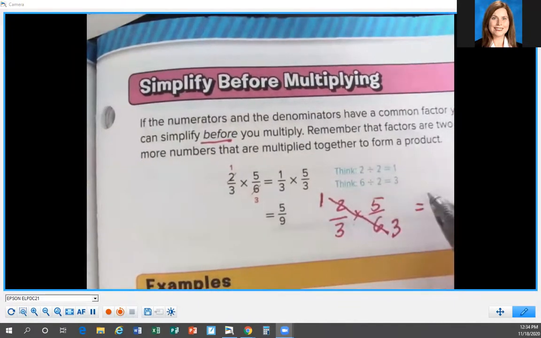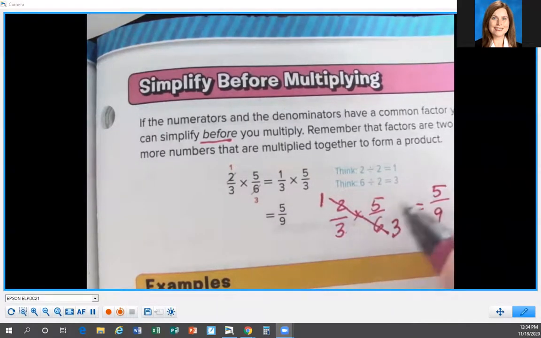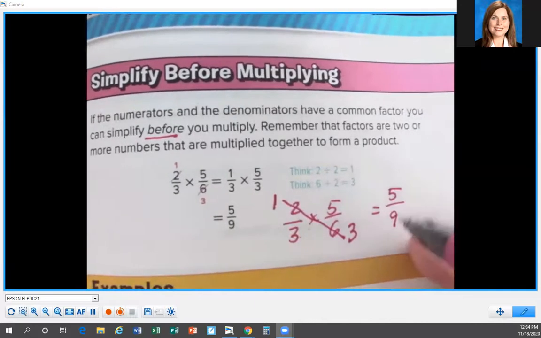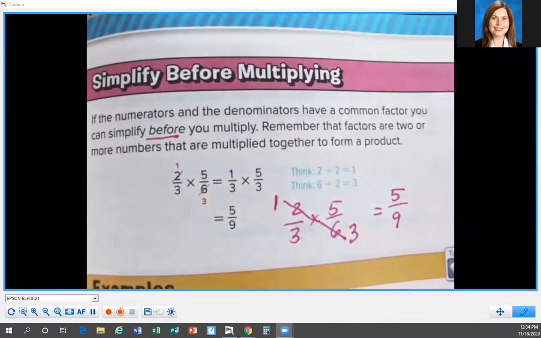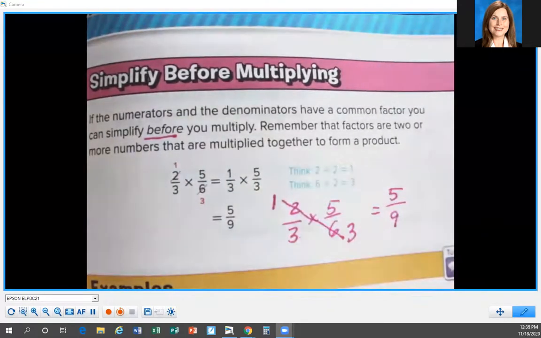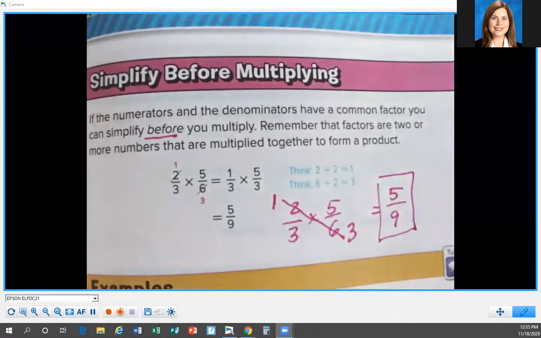1 times 5 is 5, and 3 times 3 is 9. So we have 5/9. And then we look at the 5/9 and check to see if 5 and 9 have any common factors, and they do not. The only factors of 5 are 1 and 5, and the factors of 9 are 1, 3, and 9, which none of those are factors of the 5 except the 1. And again, the 1 doesn't help us to simplify. So our answer is 5/9.